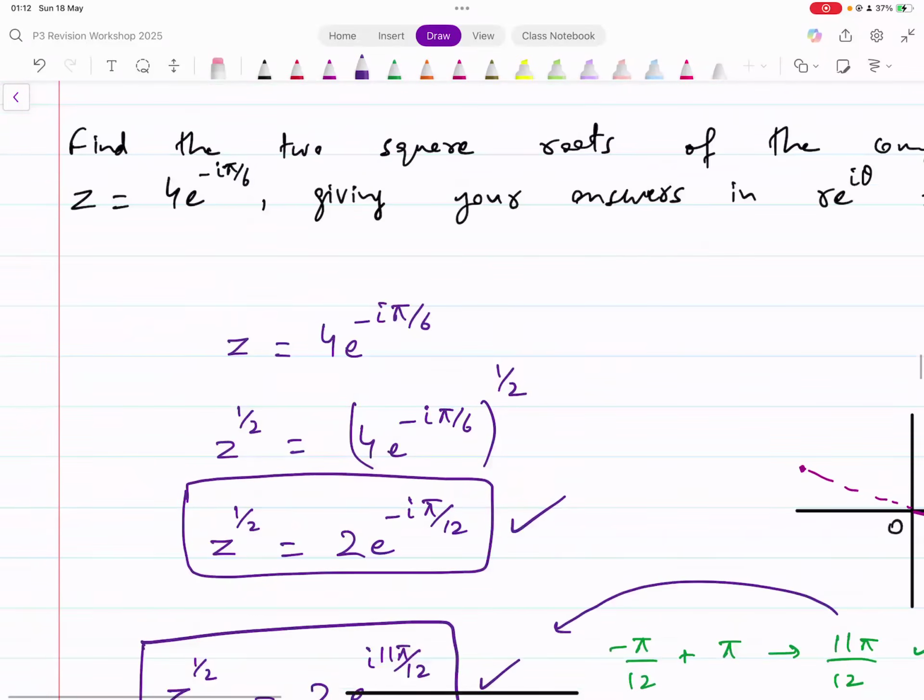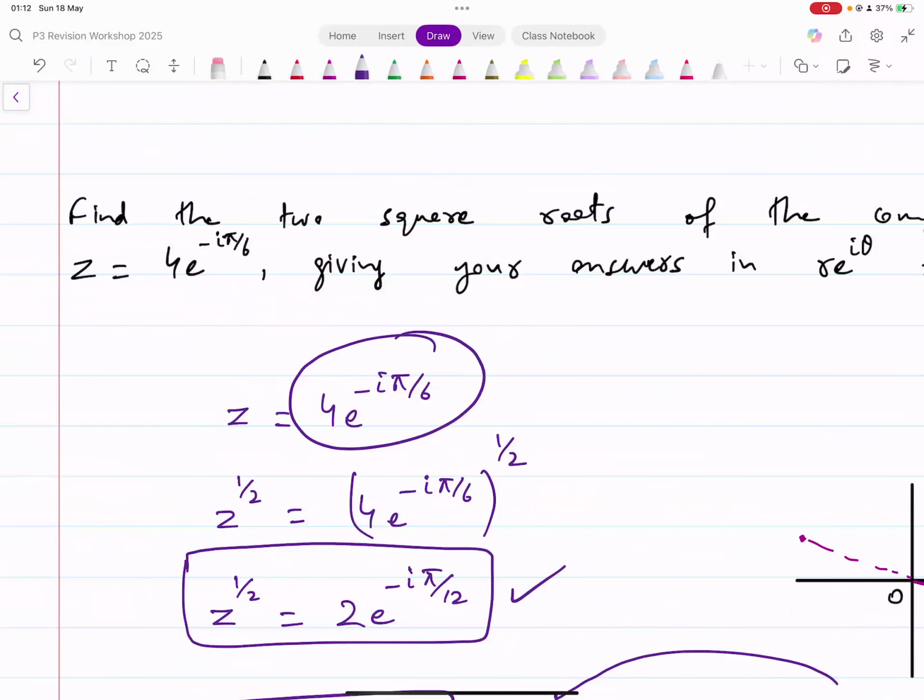We could say we have 4e raised to power minus iota pi over 6. Just take square root on both sides. On the right side, the power is 1/2. So 4 raised to power 1/2, that is 2. E raised to power minus iota pi over 6, you multiply that by 1/2, and that becomes pi over 12. And this is what the square root turns out to be, 2e raised to power minus iota pi over 12. Now that's one square root.